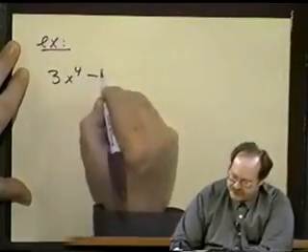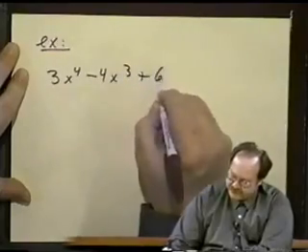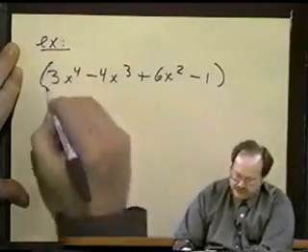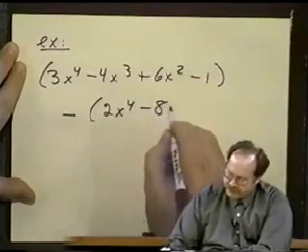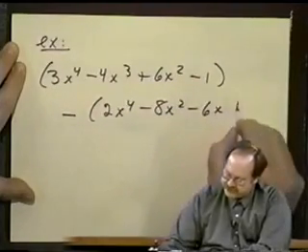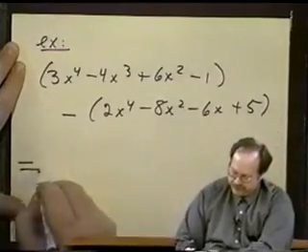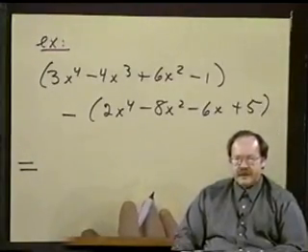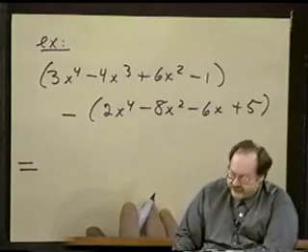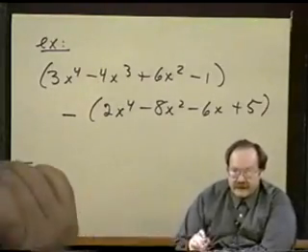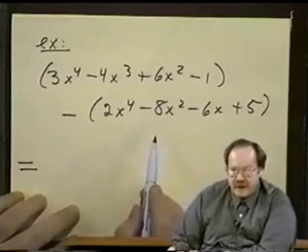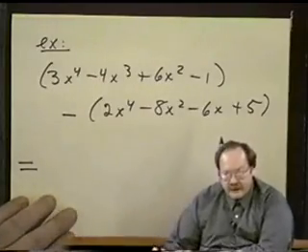3x to the 4th minus 4x cubed plus 6x squared minus 1 in parentheses. And let's subtract from that 2x to the 4th minus 8x squared minus 6x plus 5. What will that be equal to? Well, as I said, all I have to do is combine like terms. So let me walk my way through it systematically. We'll start with the highest power of x I can find and work my way downward.